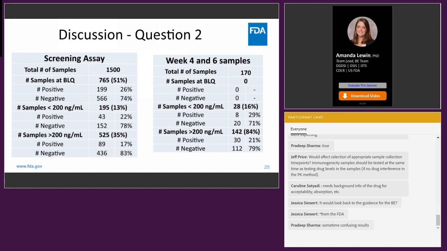So this table on the right, this kind of just takes out a subset of data. I'm not going to go exactly into why this subset of data. It's not exactly relevant for this conversation. Just trust me, there's a reason. So this second table includes only samples from course 1, week 4 and week 6. And so there are no BLQ samples in this case. So you're just looking at those with drug on board below and above the established drug tolerance. And you see that you're getting slightly more differences between those positivity and those negative results, depending on whether or not drug is on board.